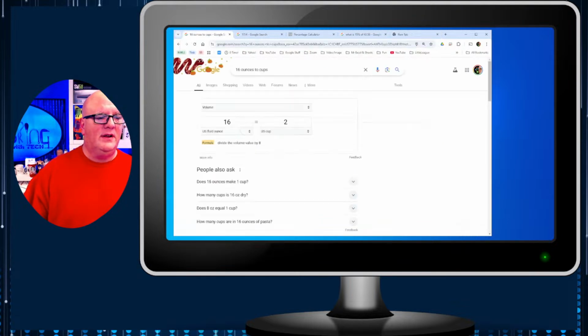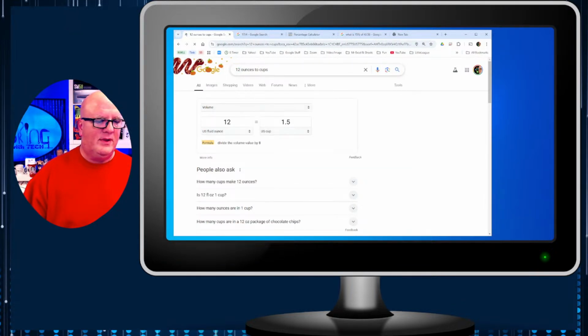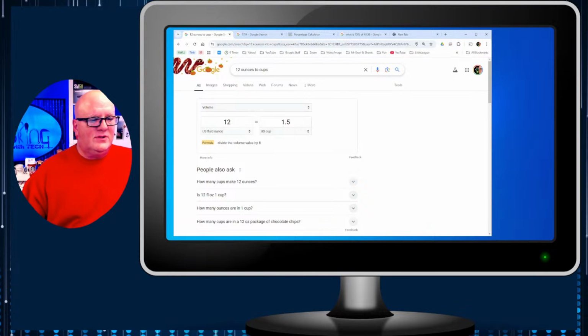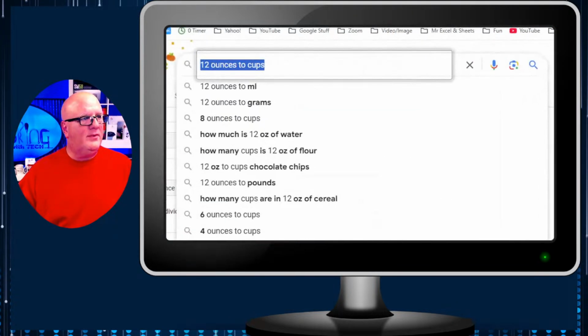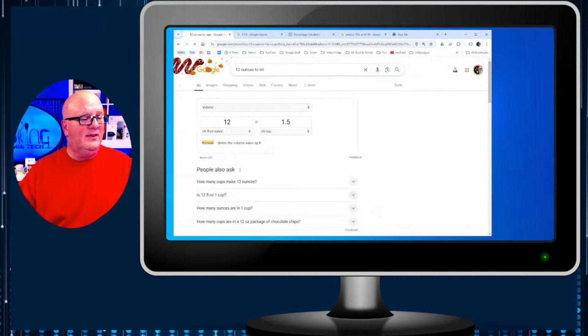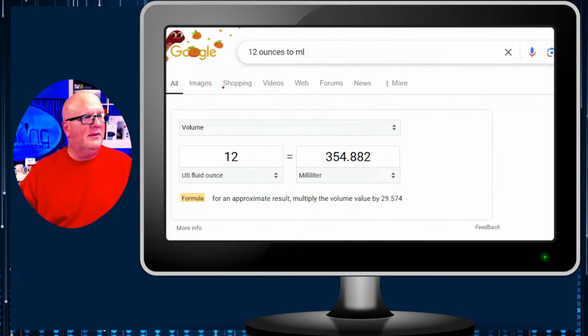A lot of times, if you need 16 ounces to cups, it'll convert and tell you 16 equals 2. If you say 12 ounces to cups, it'll say 1.5 cups. That's just on Chrome. All I did was type in 12 ounces to cups. You can change it to milliliters. So let's say 12 ounces to milliliters, it would tell you the results that way.